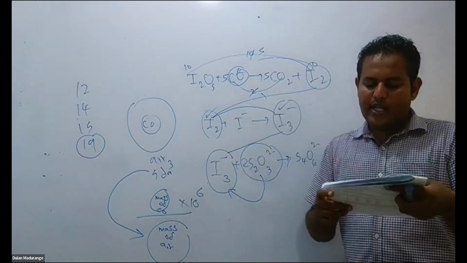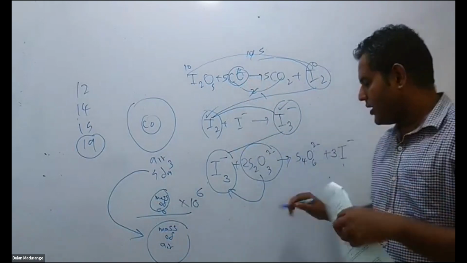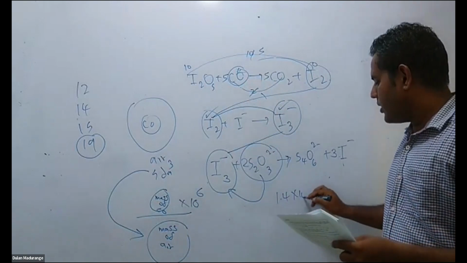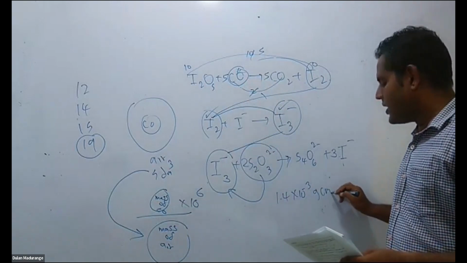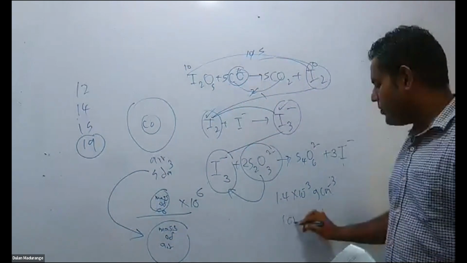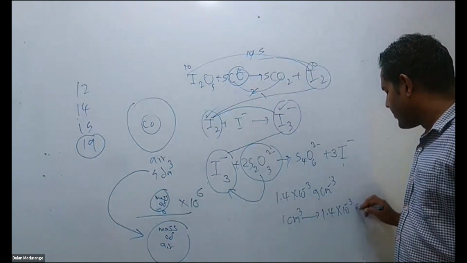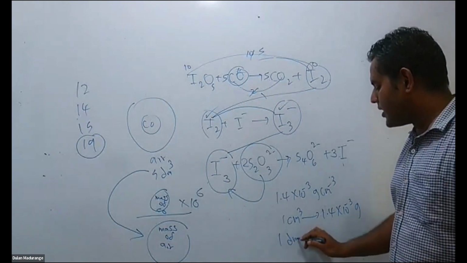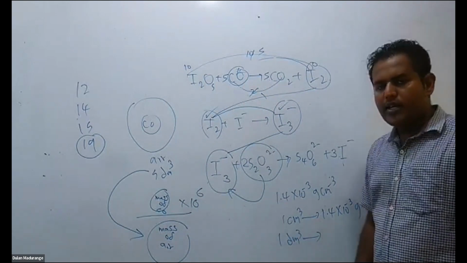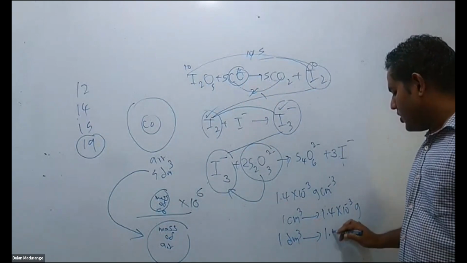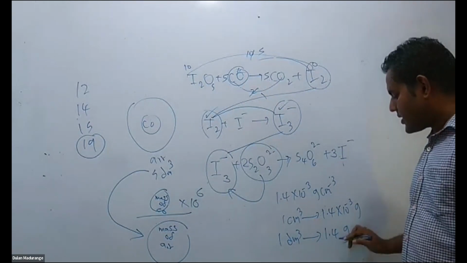Density is given as 1.4 into 10 to the power minus 3 grams per cubic centimeter. That means the mass of one cubic centimeter is 1.4 into 10 to the power minus 3 grams. So the mass of one cubic decimeter is 1.4 grams.